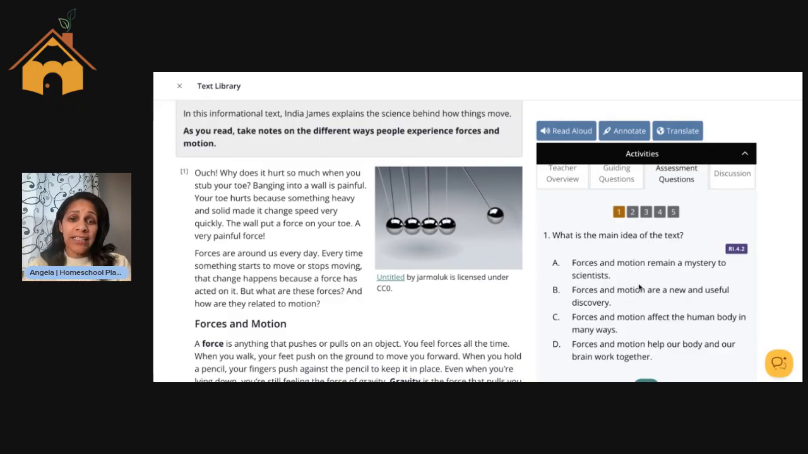What is the main idea of the text? So we are working on main idea and details. So just showing that she's able to identify it of the text. And this also shows me that she mastered the skill if she can do it. And there's discussion questions as well.